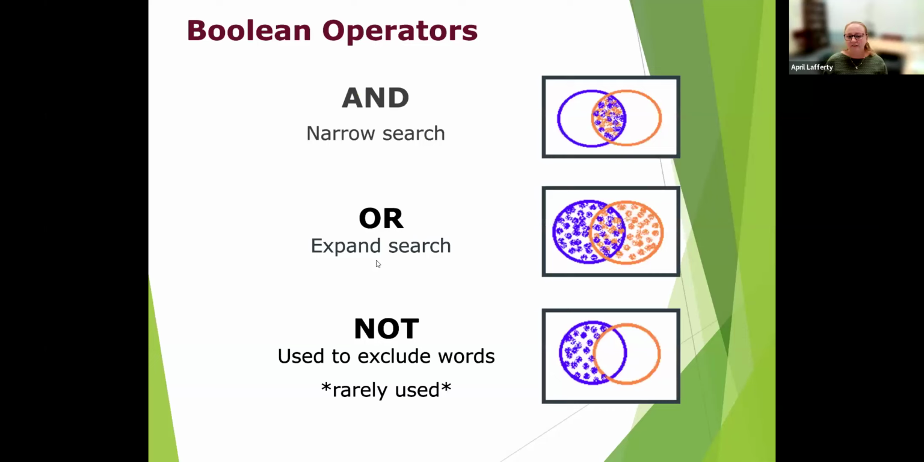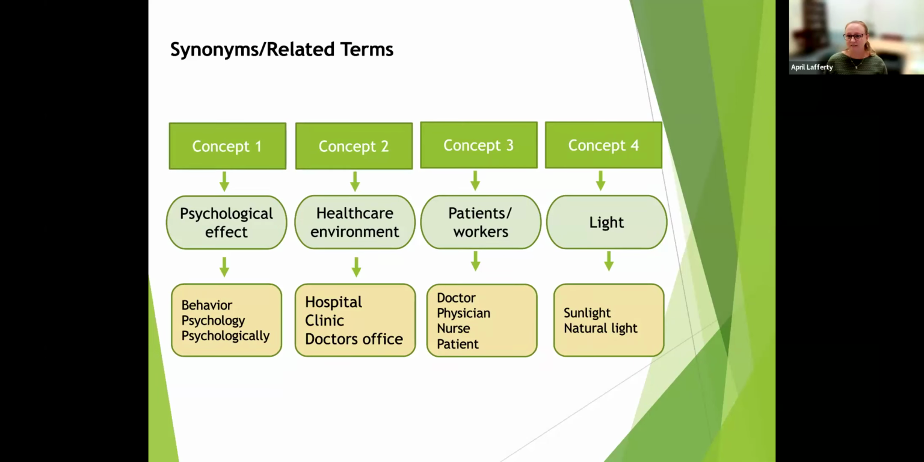The final one is the word not. Not is used to exclude words that may not be relevant. In this example, the word light means we're talking about illumination, and we're not talking about weight or gravity, like something being light or heavy. So perhaps if we were doing a search and we used the keyword light, maybe we'd want to exclude the word weight if we were getting articles that had to do with gravity or weight instead of the word light, meaning illumination.